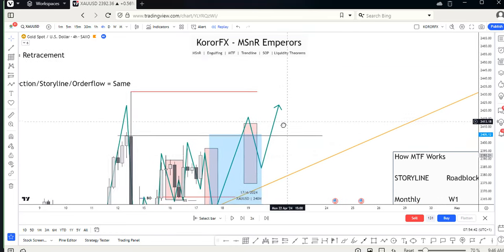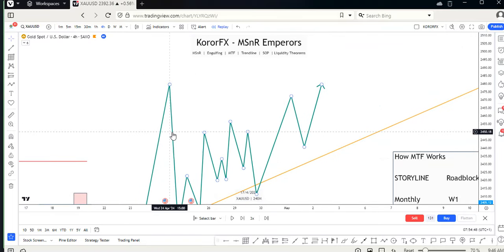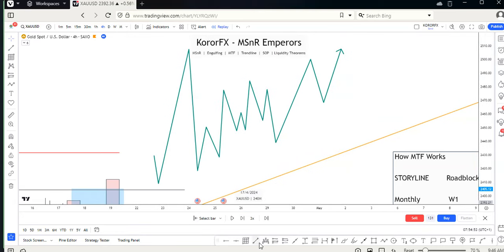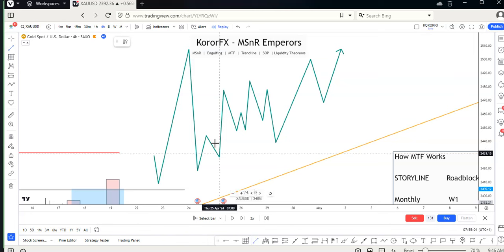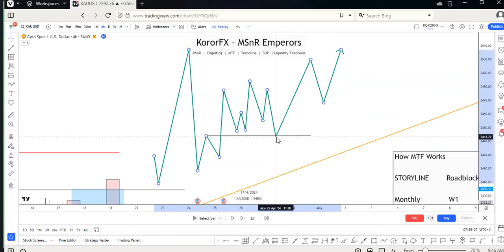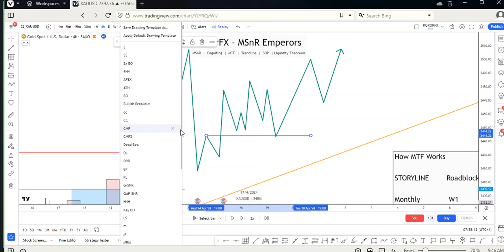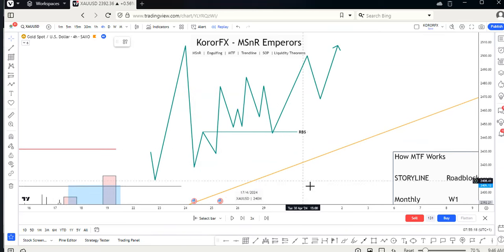This pattern is the setup of H1. H1 is showing you something like this, okay? Let us say this is the SNR where price did not mitigate. Okay, we got a miss, right? But there is the breakout, guys. Always think about it, there is a breakout. So this breakout is RBS.